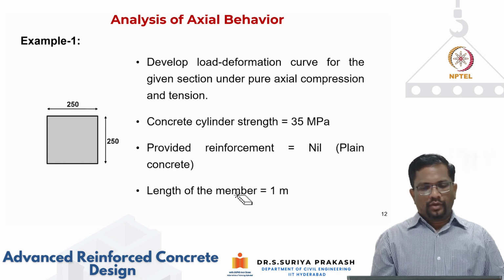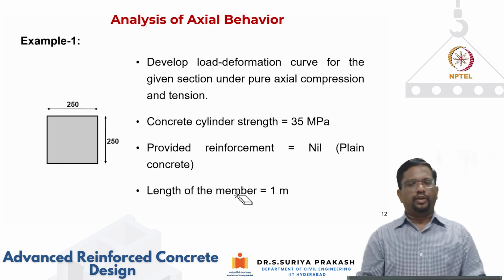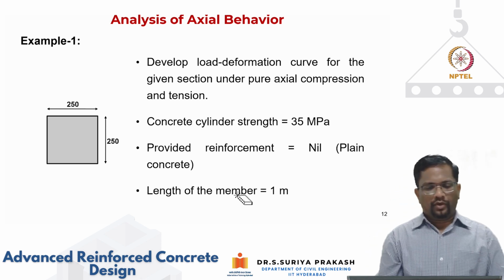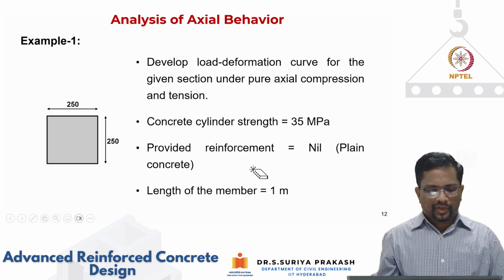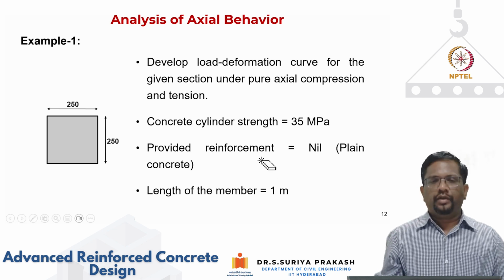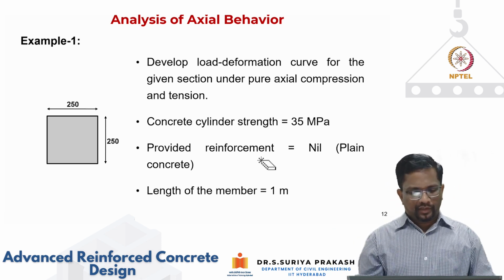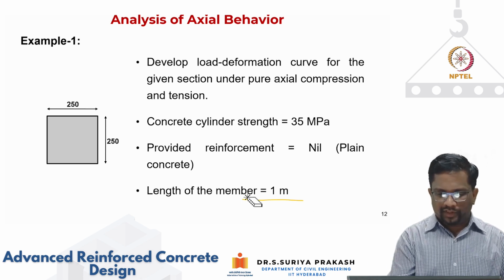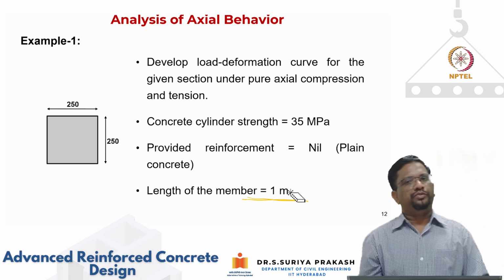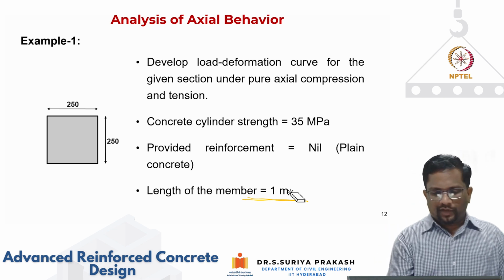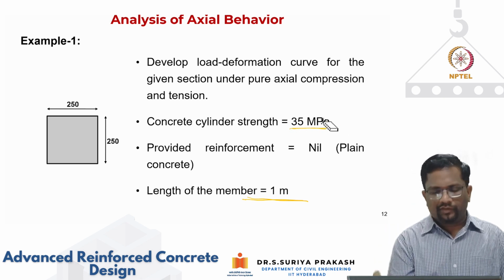Okay, so this is one quick example. Of course, we'll solve it also for particular strain values. In this case, I'm taking a section of 250 mm by 250 mm, and it is a member with a length of 1 meter. The section dimensions are 250 mm by 250 mm, and it has a concrete cylinder strength of 35 megapascal.